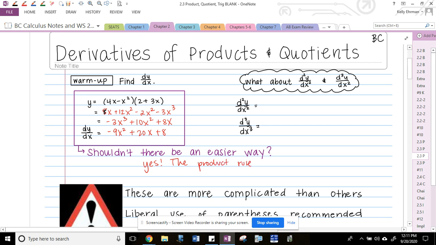And then just to recap from last week, what about the second derivative and the third derivative? Remember, that's just once you have the first derivative, take the derivative again. So the second derivative is negative 18x plus 20. The third derivative is negative 18. Fourth derivative would be 0, and every derivative after that would be 0.